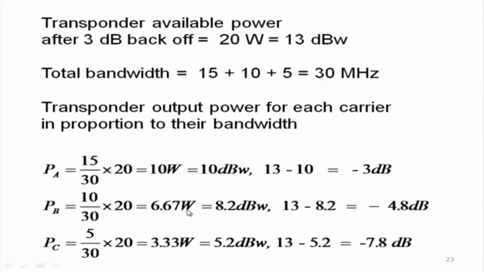Similarly, for station B, the bandwidth ratio is 10 by 30, 1/3 of 20 watt. So, 6.6 watt and 8.2 dBW is required, and this is the apportionment in terms of dB. And station C takes 5 by 30 because this is a 5 megahertz bandwidth. So, it takes less power, 3.33 watt, which in terms of dBW is 5.2 dBW, and this is the apportionment.